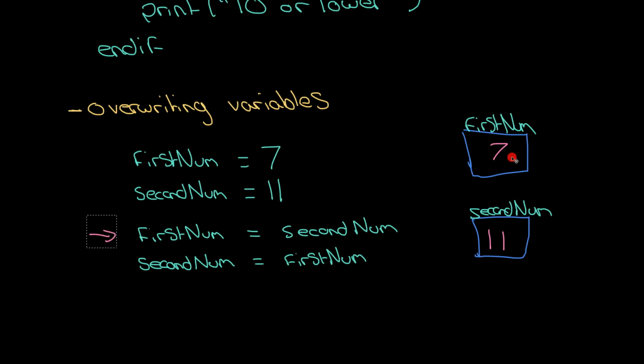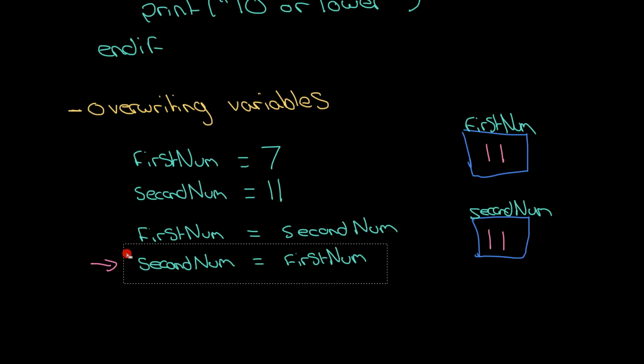First num is going to become second num. What's in second num? It's 11. So first num is going to be set to 11. And oh dear, I think you see the problem. We've lost the number 7 already somewhere. So when I come here, second num equals first num. Okay, but that's just going to put the number 11, which is there, back into there. So I've lost the number 7 along the way.